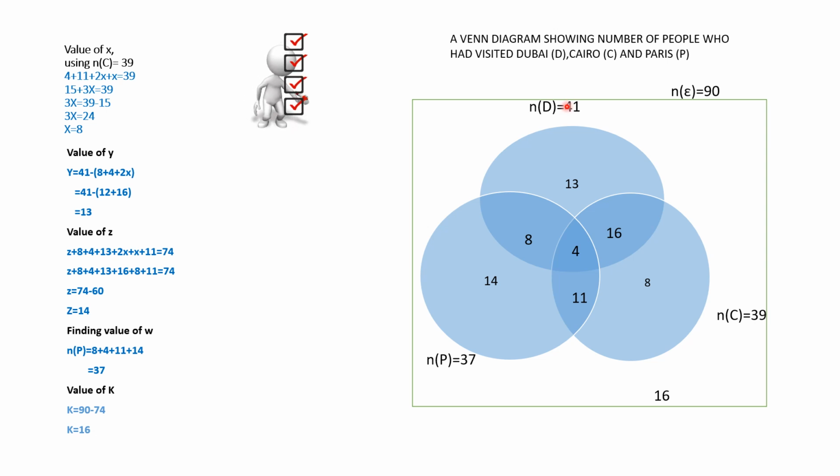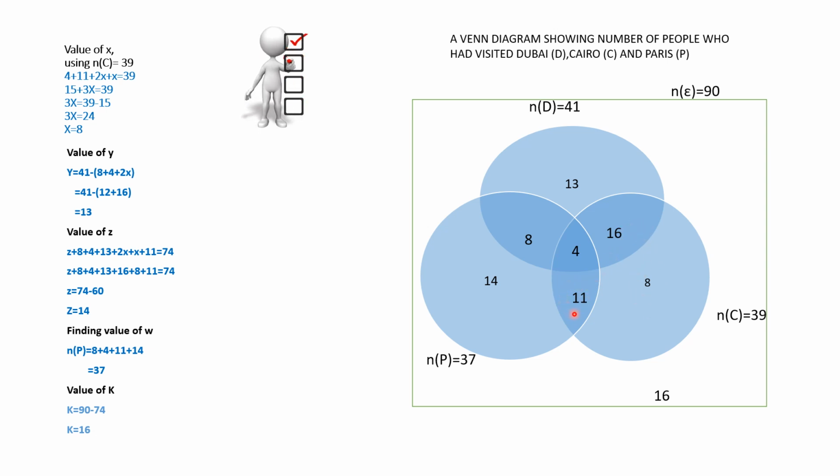Yes. So you can see that 41 had visited Cairo, then 90 is the total number of people, 13 had visited Dubai only, then 8 had visited Dubai and Paris only, 4 had visited all three, 16 had visited Dubai and Cairo only, and then 8 had visited Cairo only. And if you recall the other statement, those who had visited Dubai and Cairo only were twice those who had visited Cairo only. And indeed, you are seeing that here we have 8, then here we have 16.